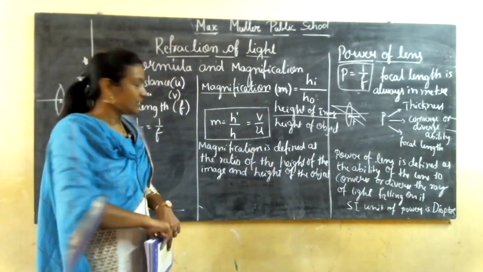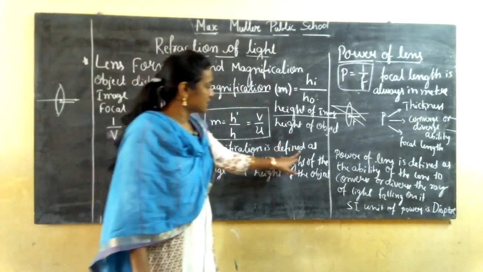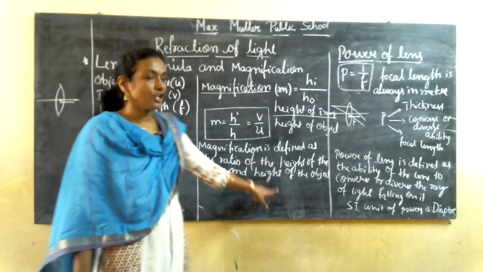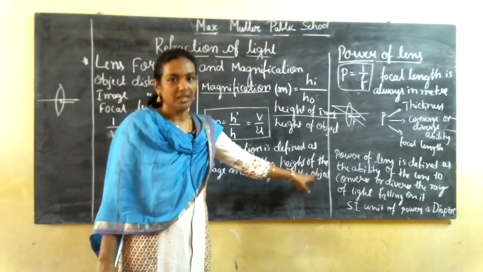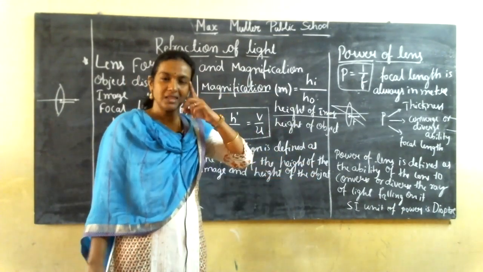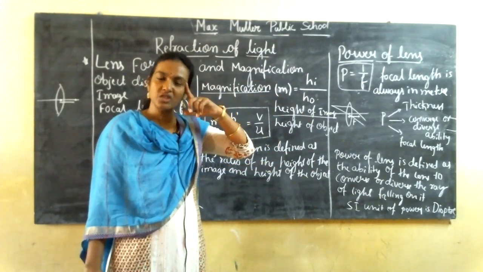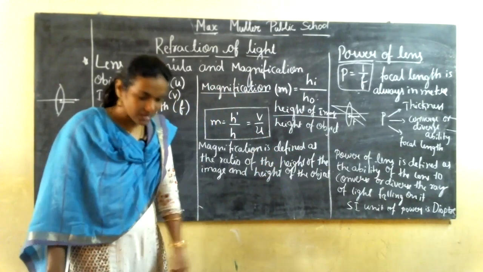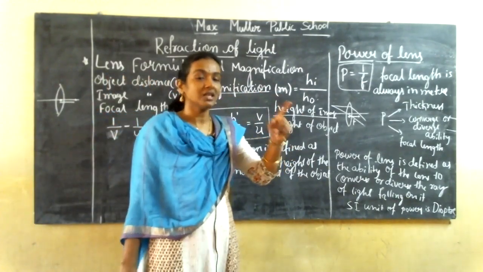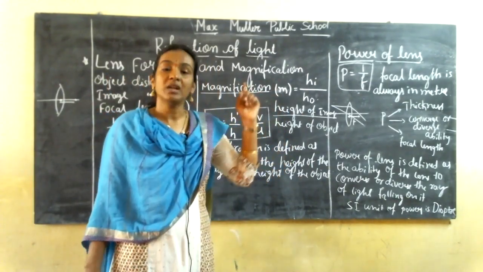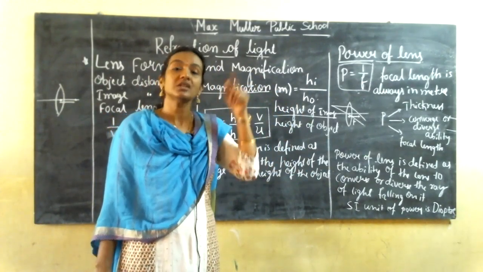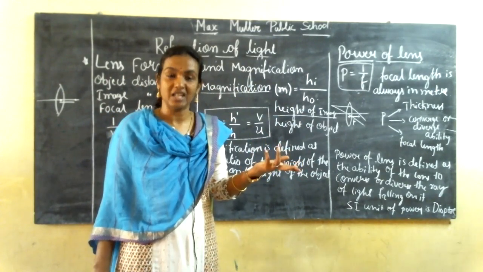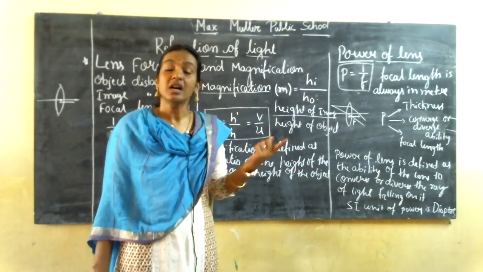Clear? So how will we define that one? Magnification is defined as the ratio of the height of the image and the height of the object. You are taking a ratio here. Magnification means you are comparing the image height with some other thing. Whenever you are comparing, you are going to use ratios, not addition, not multiplication, right? So we are going to use ratios here.